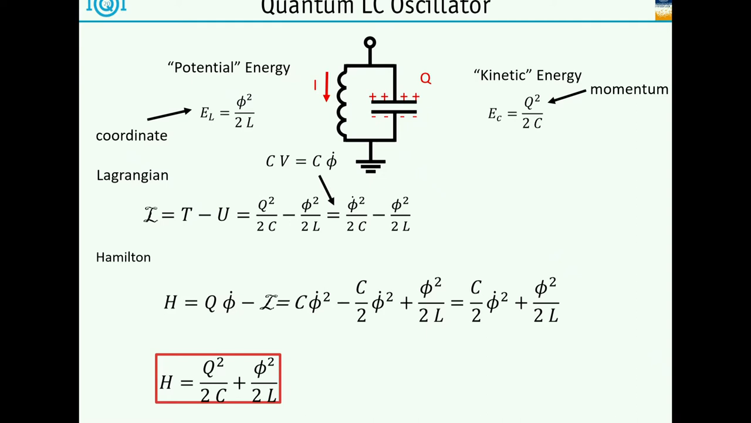That the total Hamiltonian of the system is given by the energy stored in the capacitance plus the energy stored in the inductor. So no surprise there for this very, very simple system.